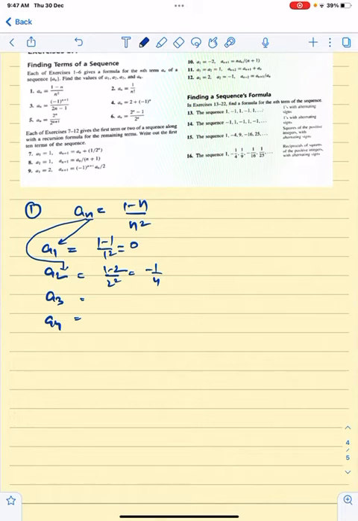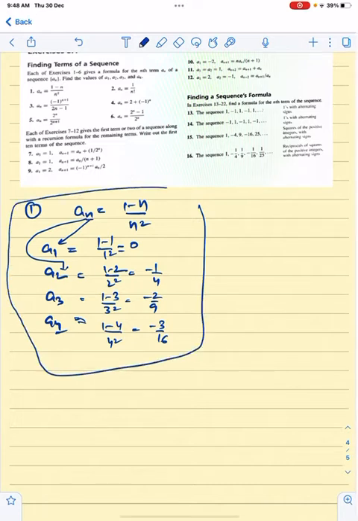Now again in place of n we have 3, so just put n equals 3, right? So minus 2 upon 9. Now in place of n we have 4, so put n equals 4. Then you will have (1 minus 4) upon 4 square, that means minus 3 upon 16. So this is how you will handle these questions, right?